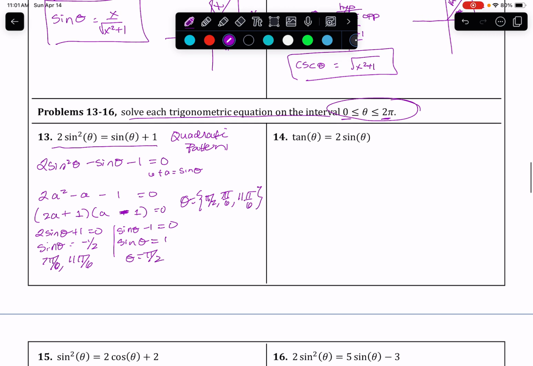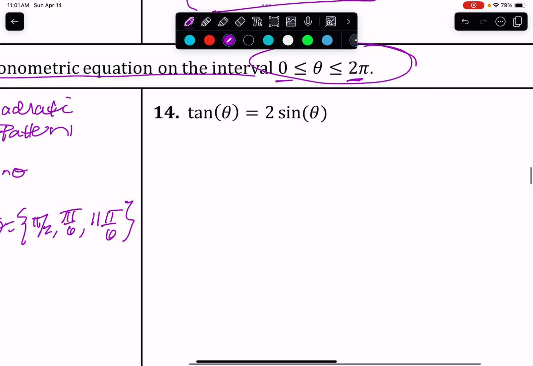And now let's look at this one. Now we have a sine and we have a tangent. And we have to probably set this all equal to 0. So I think, though, first I'm going to change this to sine and cosine and see what appears. I think you'll see right away. So we have sine theta over cosine theta equals 2 sine theta.